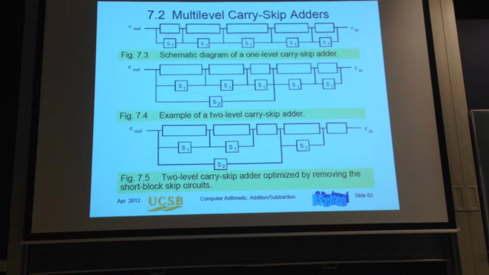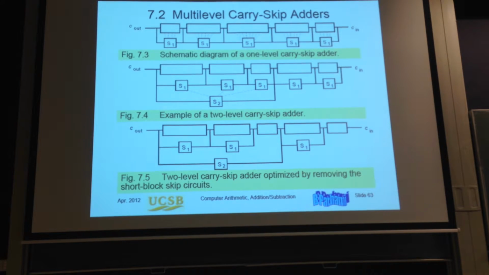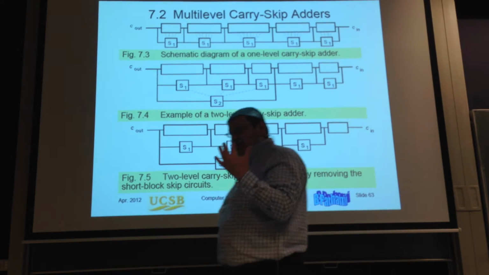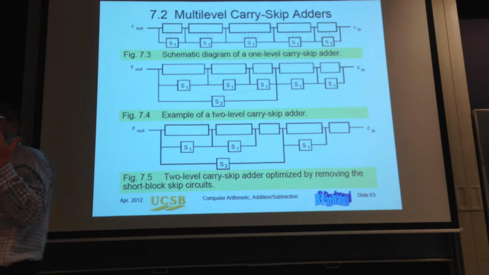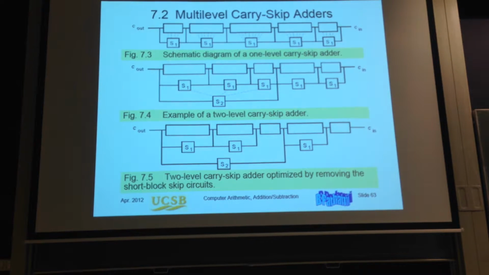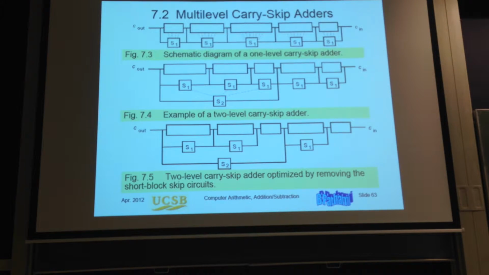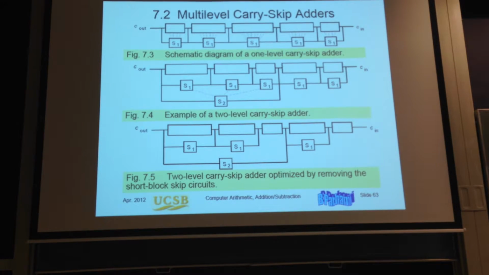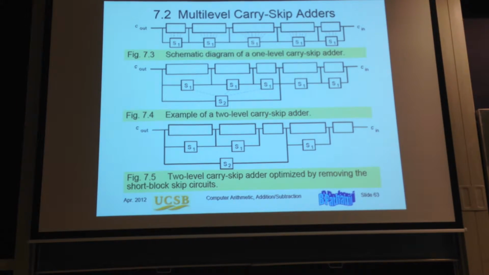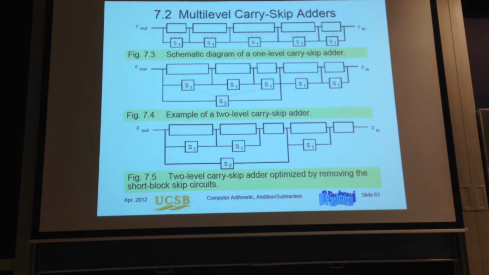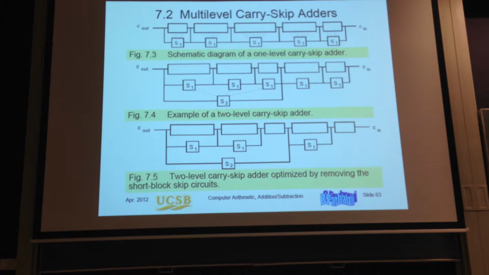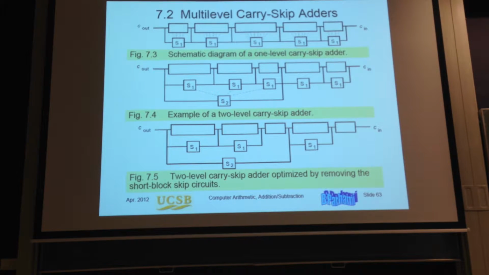Now, I can apply this concept even further. You see, the first one is whenever I have one level of skip, it's unbalanced, then each block will have a different number of bits, and I have highways which will allow me to skip bits, to skip blocks. You see that the more bits I have in a block, the more complex the gate which is computing the block propagate.